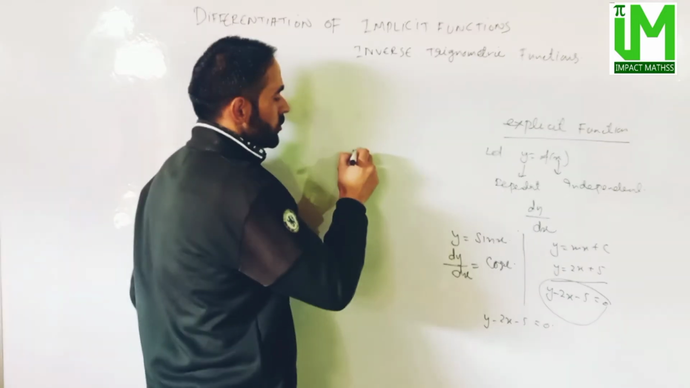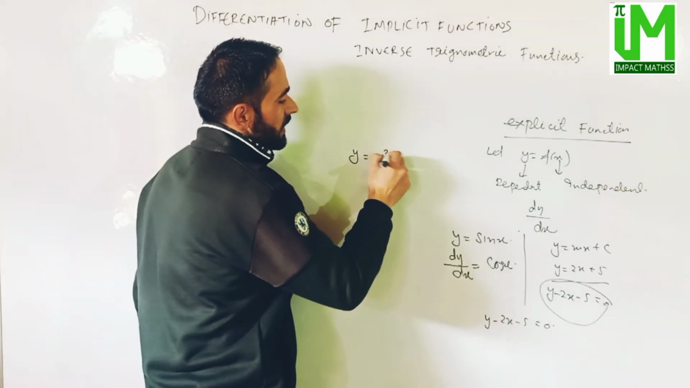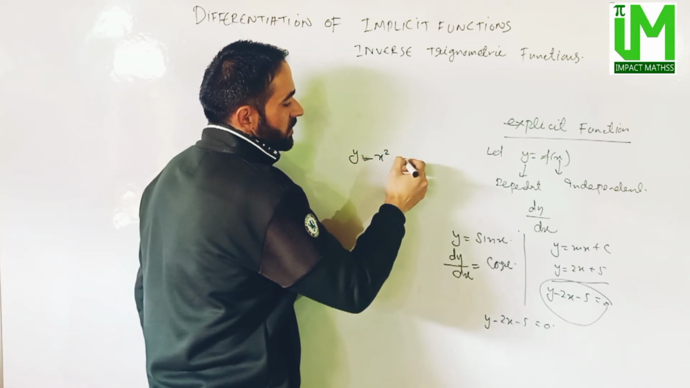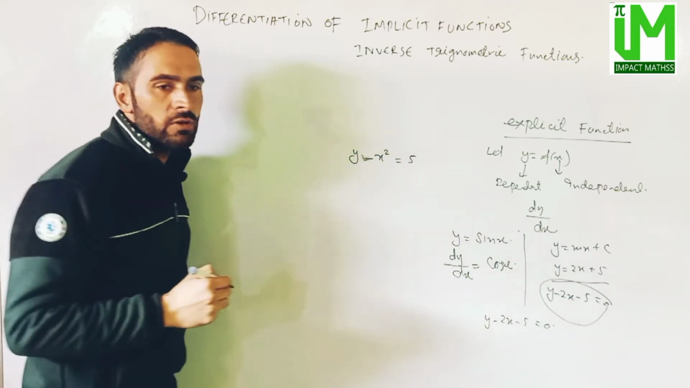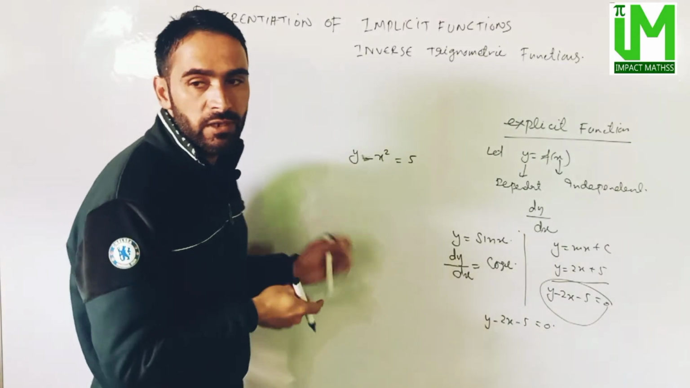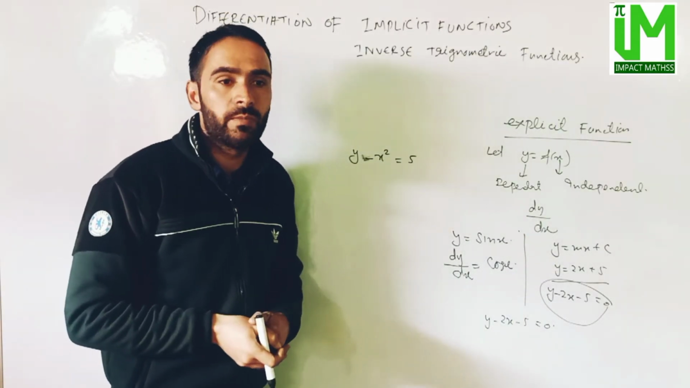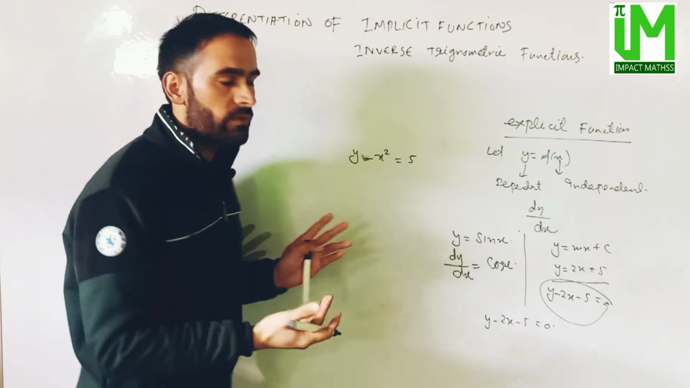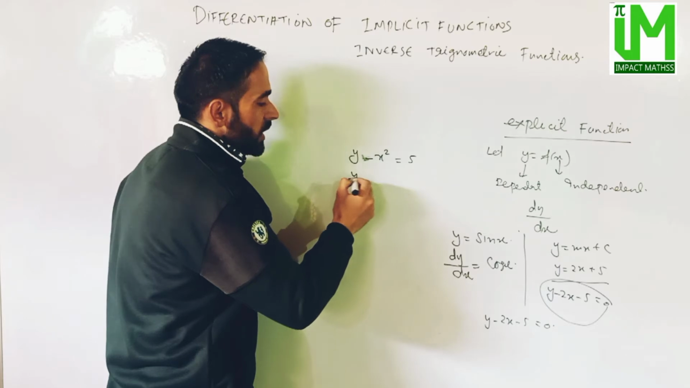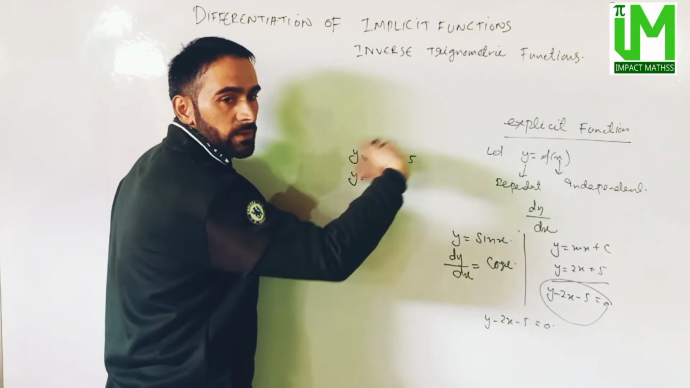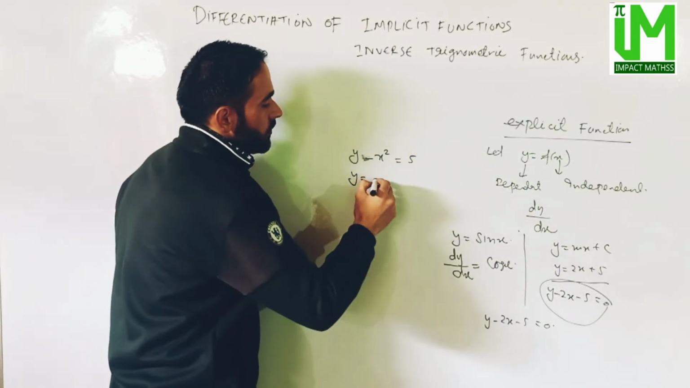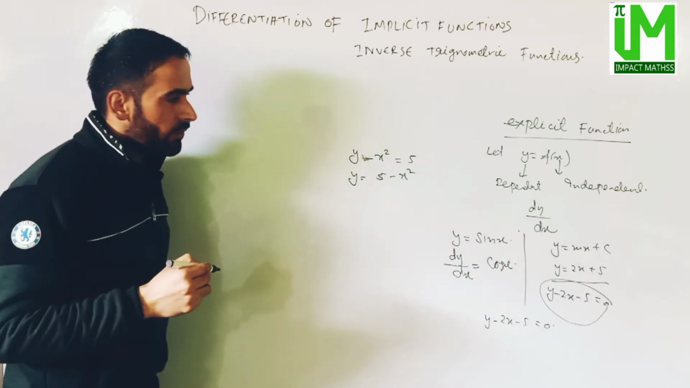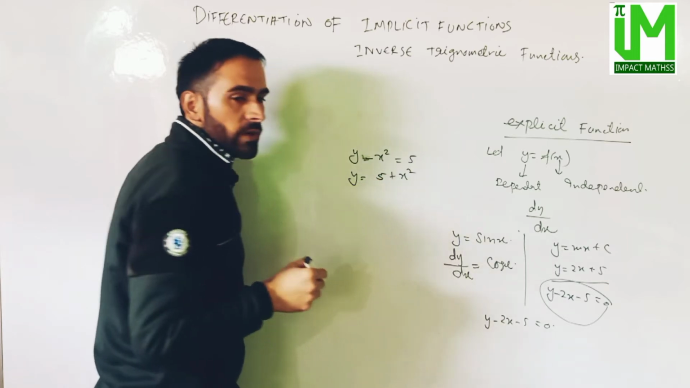Another example: suppose y minus x square is equal to 5. Again we have a mixture of the dependent as well as the independent variable, but it is possible here to separate the dependent variable from the independent variable. So we keep y on one side, and the rest of the things will be transposed to the right hand side, so y is equal to 5 plus x square.